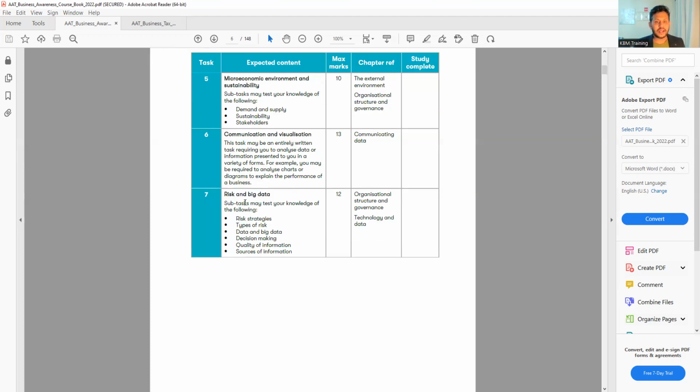Question number 7 will have risk and big data. So that will be our risk strategy, type of risk, data and the big data, decision-making, quality of the information, and source of the information. So this sort of thing will cover our 7 tasks in the exam.